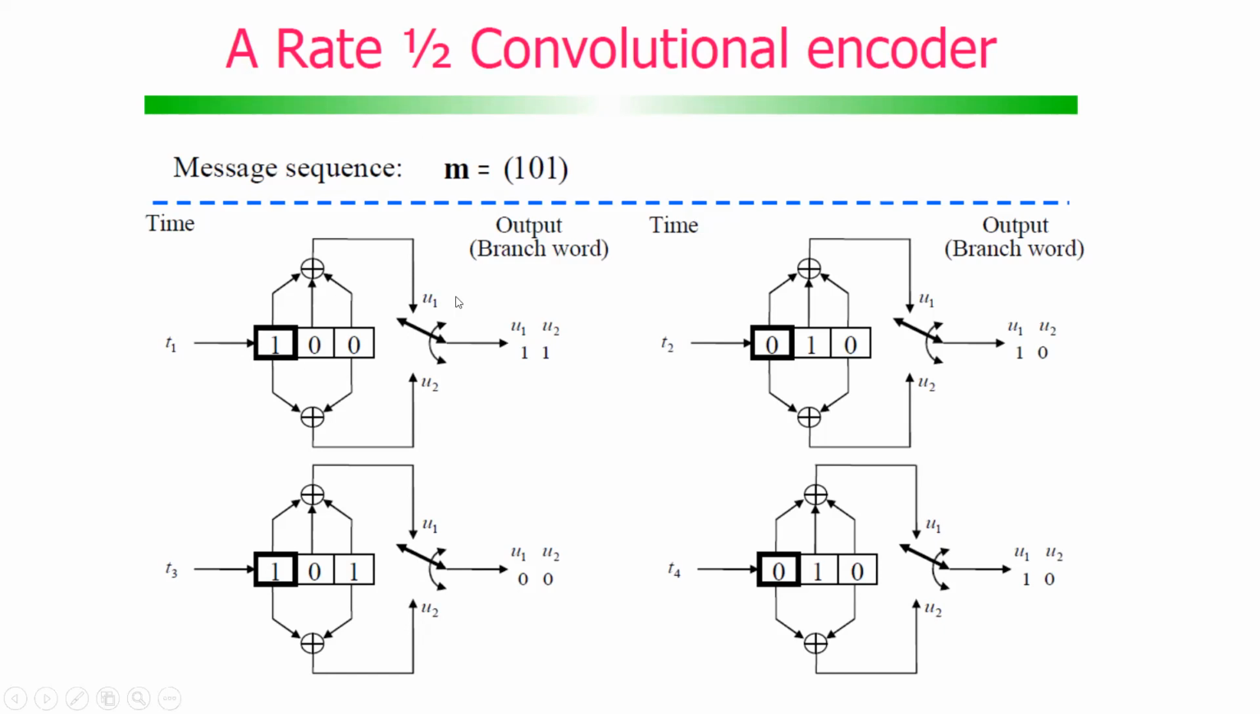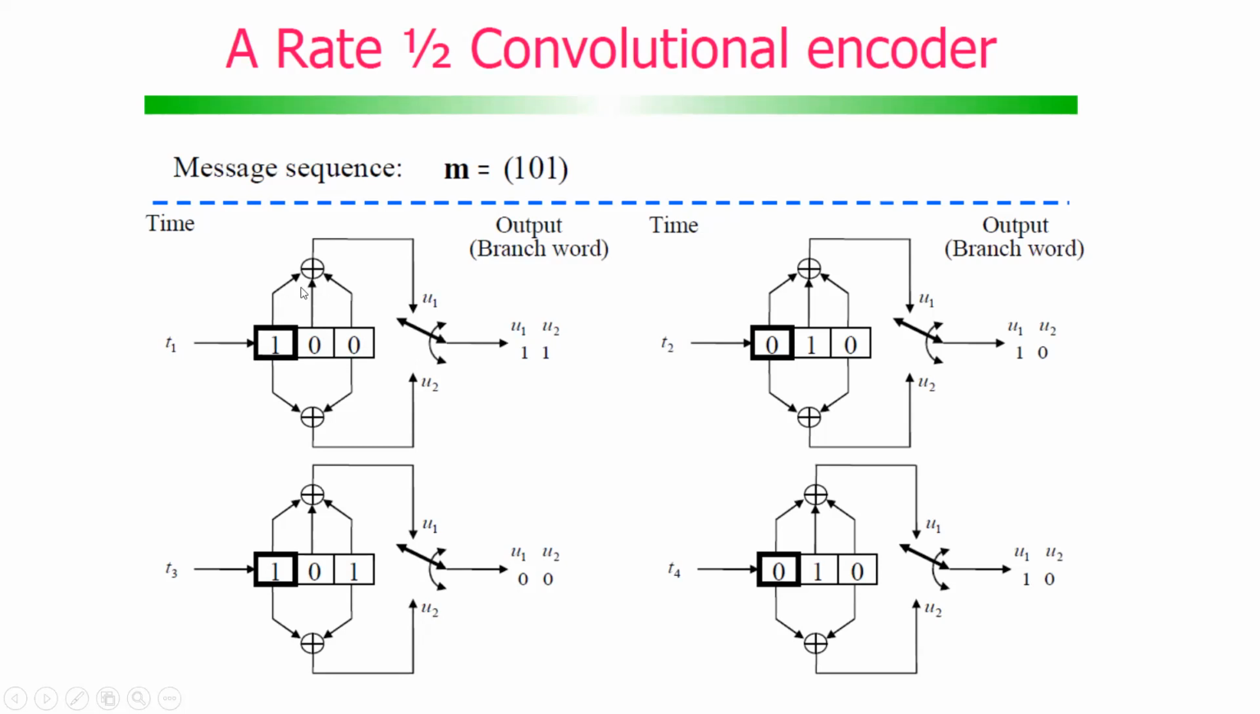Now, this is the same structure of the encoder I'm using, but now I am sending a message sequence 101. What is the meaning of 101? First 1 will enter, then this one will go to the second position in the shift register, and next 0 will enter. So let's look at the first entry. This is 101. So 1 will enter into the input bit. Let us assume that the shift register contains 00 initially.